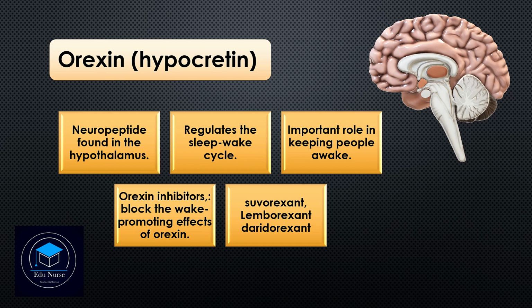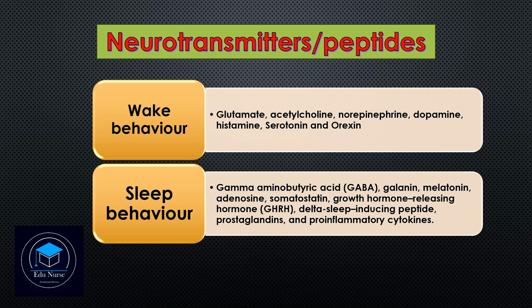It is a neuropeptide found in the hypothalamus and it regulates the sleep-wake cycle. It plays an important role in keeping a person awake. Orexin inhibitors block the wake-promoting effects of orexin. Examples include suvorexant, lemborexant, daridorexant.